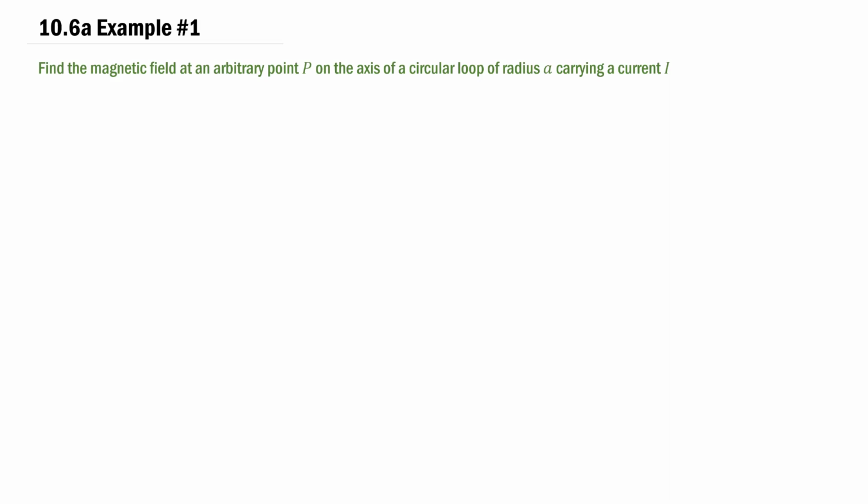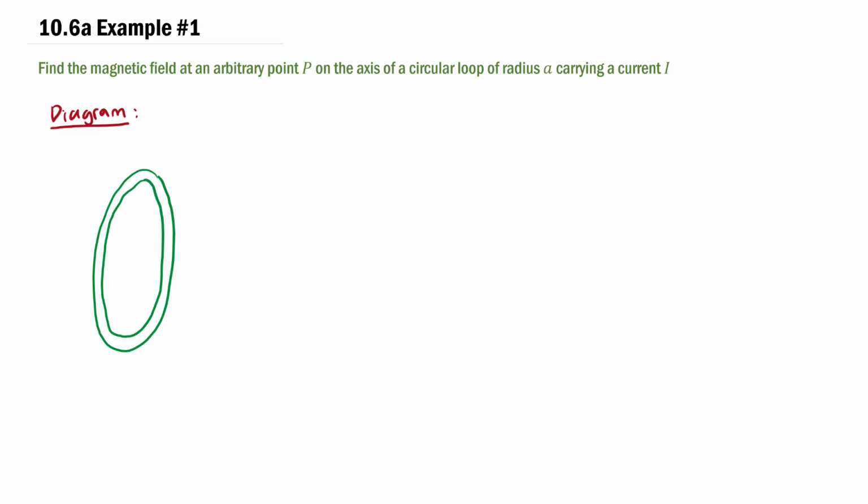So example number 1 is asking us, find the magnetic field at an arbitrary point P on the axis of a circular loop of radius A carrying a current I. So the first thing I want to do is draw a diagram. And that diagram involves drawing my circular loop, which is essentially a current carrying wire that's bent into a circle. So let's draw this as this. There's my current carrying wire. We're just going to assume that the current's going this way.